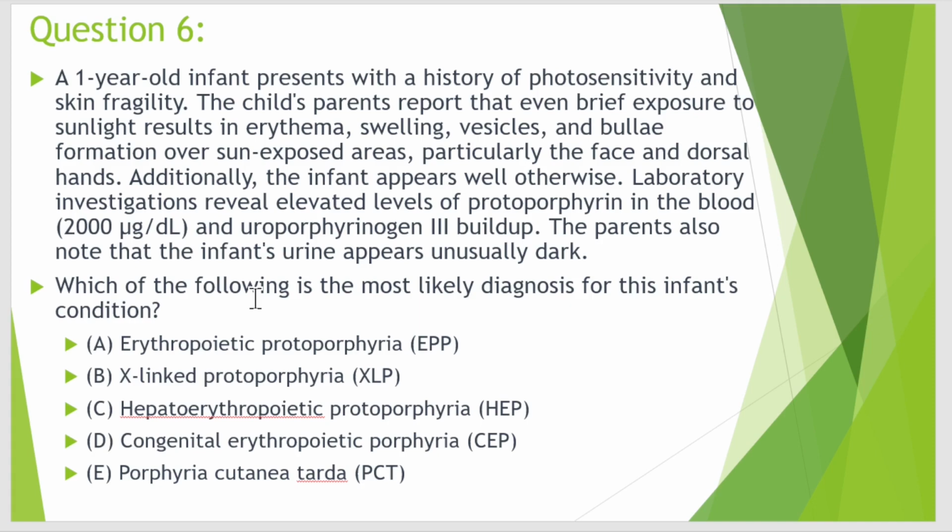XLP should be kind of excluded as well from this vignette. PCT should be excluded from this vignette as they're a child. Other thoughts could be CEP, but CEP is higher up in the cascade. It's not at the uroporphyrinogen 3 level. That leaves one answer being HEP.